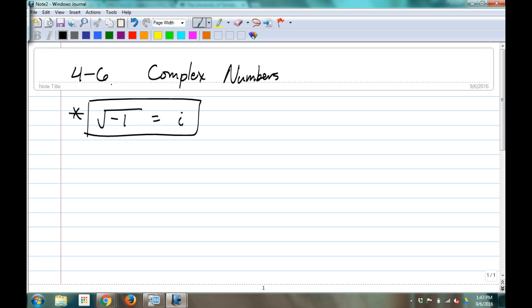Anytime there's a negative under the radical, part of the simplifying that happens is that if it's negative under there, an i is going to come out every time. That i stands for imaginary. It's a very unfortunate naming accident in mathematics with imaginary numbers.